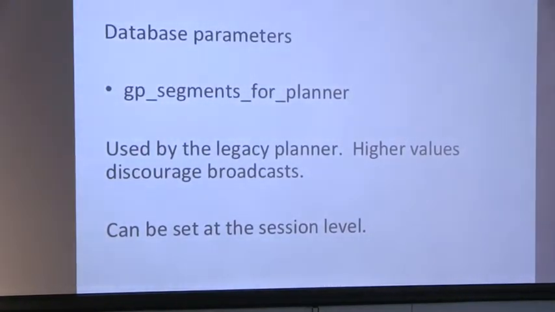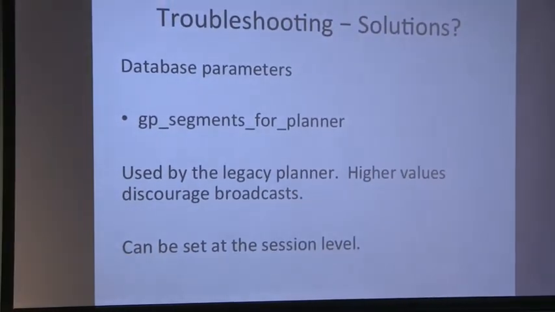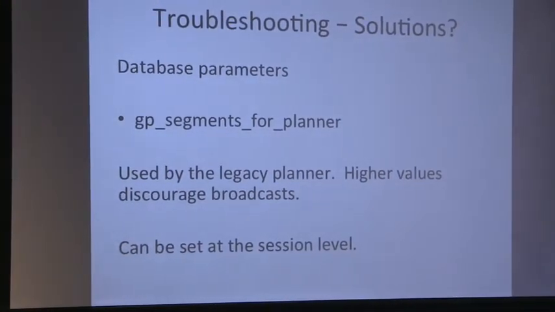Okay, so now we've identified the problem, right? So definitely network is the issue. So how do we fix it? One of the ways is trying to tweak the database parameters, right, to encourage or discourage broadcasts. So the parameter that we primarily use for that is called gp_segments_for_planner. This is used by the legacy planner, not by Orca. And it basically tells the optimizer how many segments are defined in the cluster. So higher values would tend to discourage broadcasts, lower values would tend to encourage broadcasts.